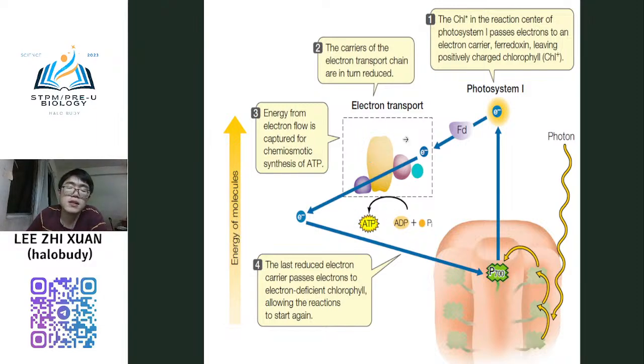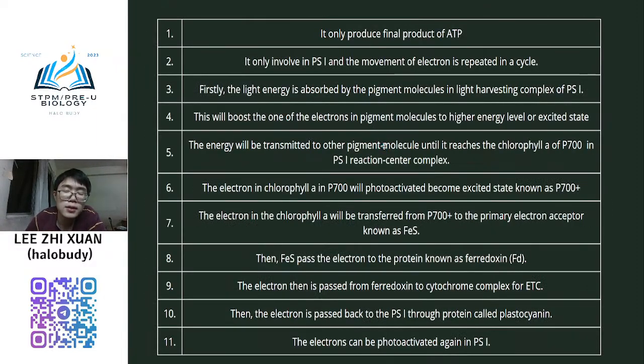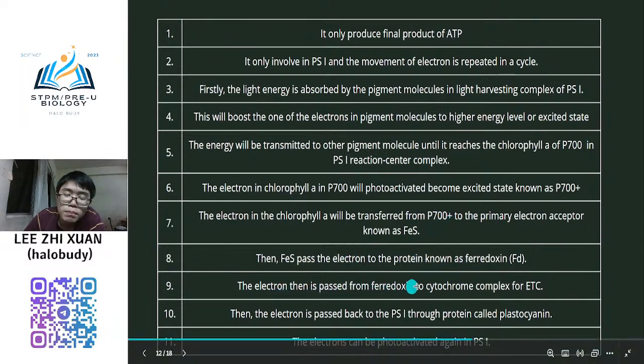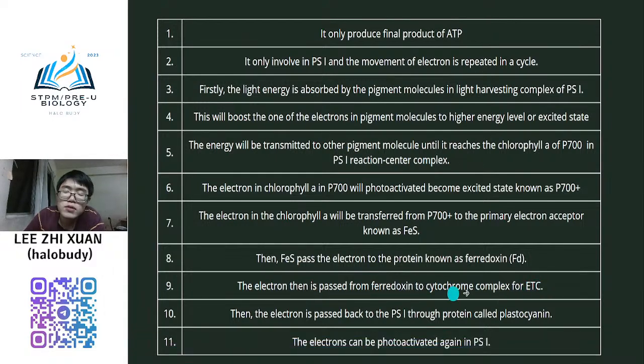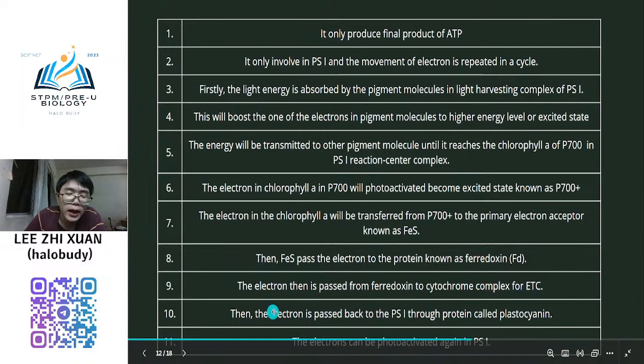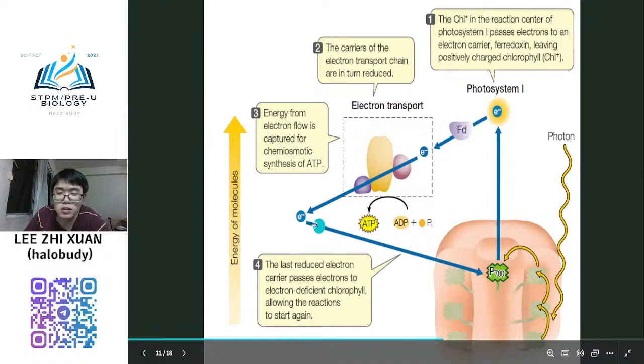Okay, so this is the process. Normally, this is all the explanation, actually the same as PS1 only. The difference is that, as I already mentioned, the electron is passed from the cytochrome complex for the electron transport chain back to the PS1 protein called plastocyanin, and then the electron will be photoactivated again. So the electron will be recycled and reused again. That is what we call cyclic.